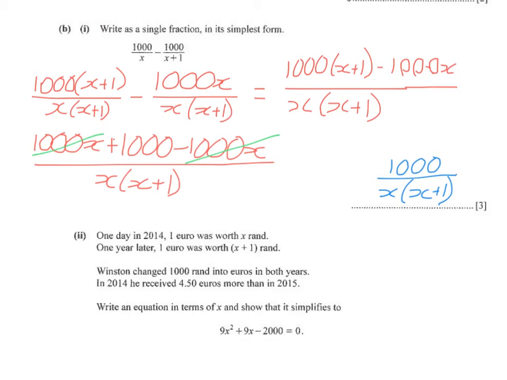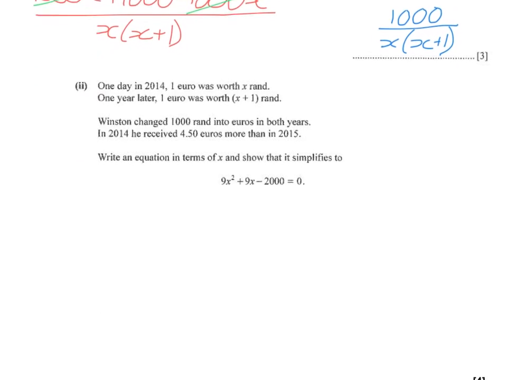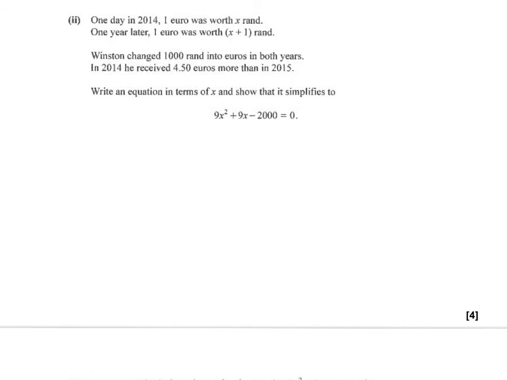First thing we're going to do is try and put together some sort of starting equation to do with this information here. If you haven't got time, pause it to have a read. I'm going to get going straight away. So looking at this, it gives us a couple of bits of information. The exchange rate changes, and then Winston changes two things in different years, and we get a different amount. Obviously, he gets more euros with the better exchange rate in 2015 than he did in 2014.